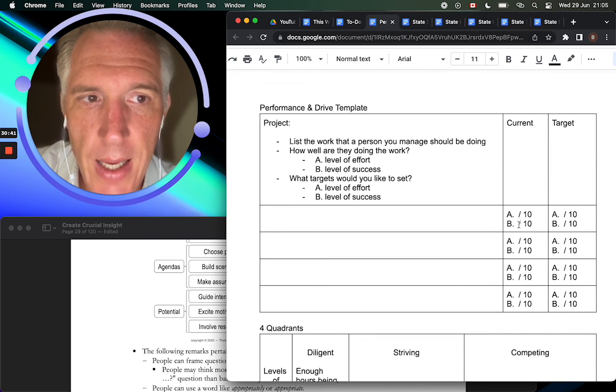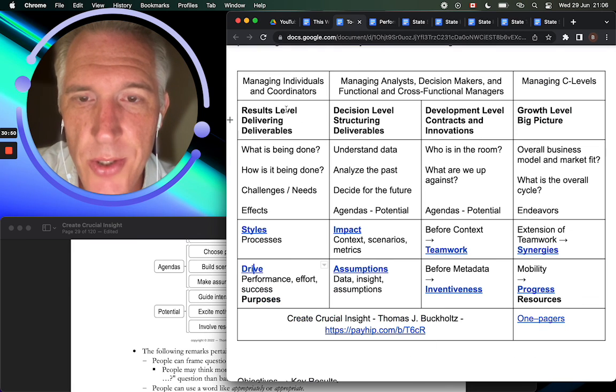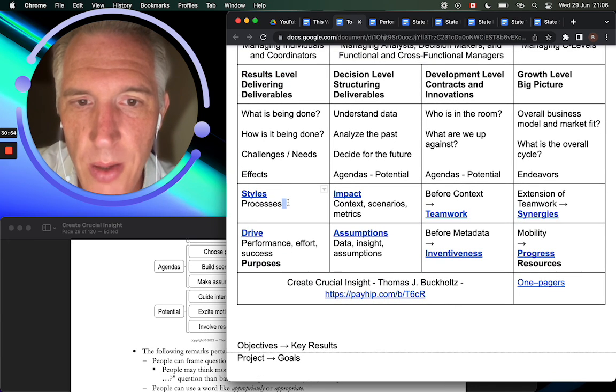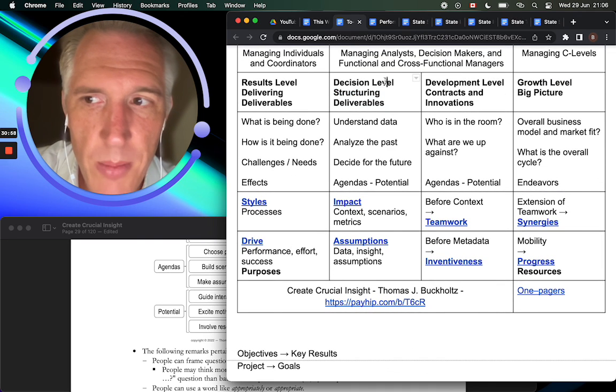So I could analyze my current levels and then set some target levels. I'm not going to do that today, but this is why in a previous video I told you that I'm basically at the results level, because I am working on these processes. But at the same time I'm at the decision level too, because I'm creating these online courses.